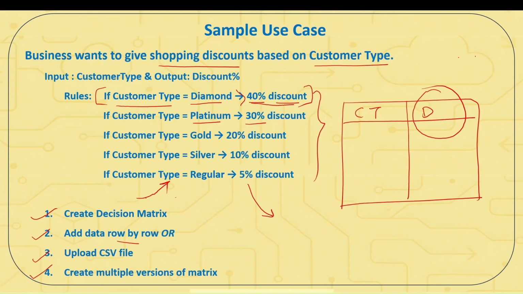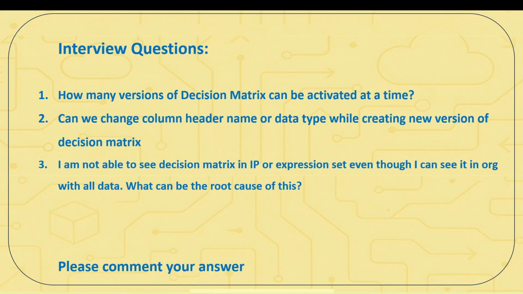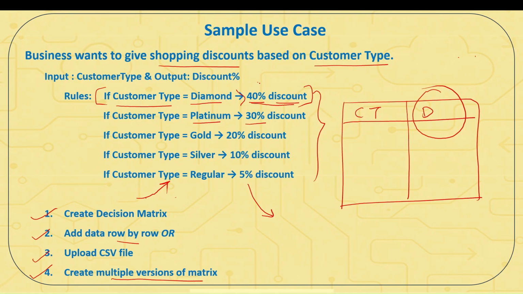One more thing, we can create multiple versions of a decision matrix. How? Let me show you. We already created one version. If you want to create another version, you might be thinking why we need to create another version. We are aware about versioning. For example, business has decided now for the diamond customer, I am giving 40% discount. I need to change it due to some business reason. I want to make it 35%.